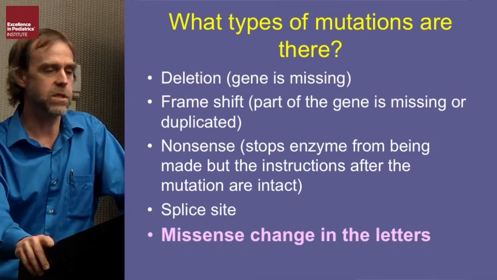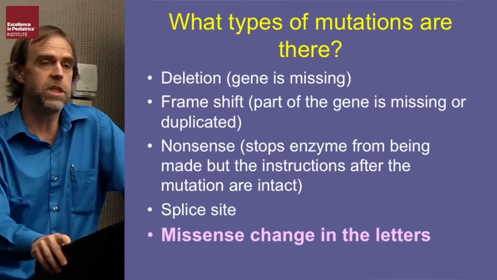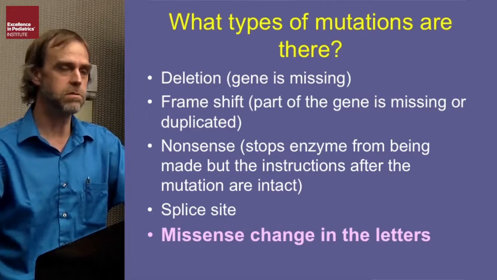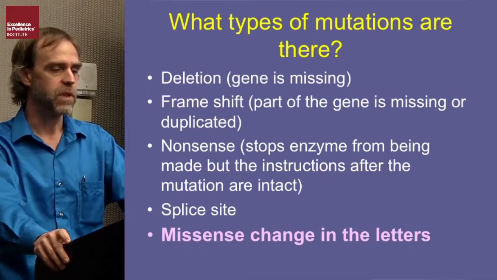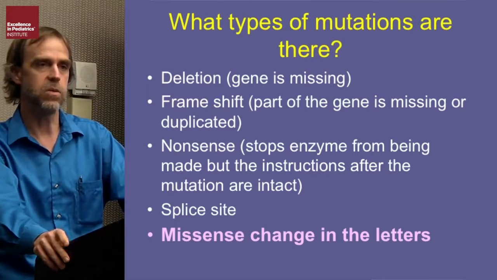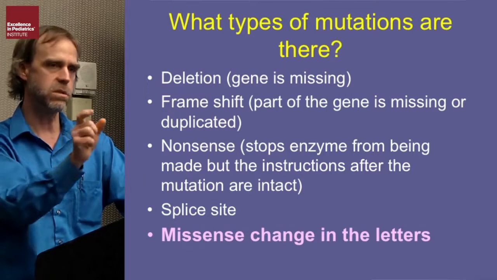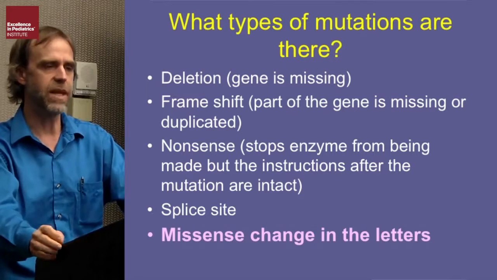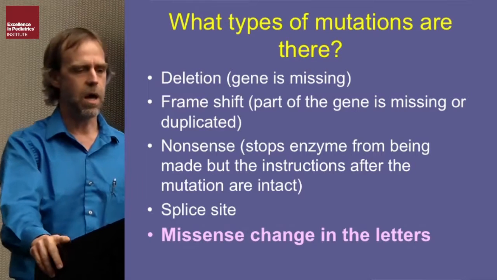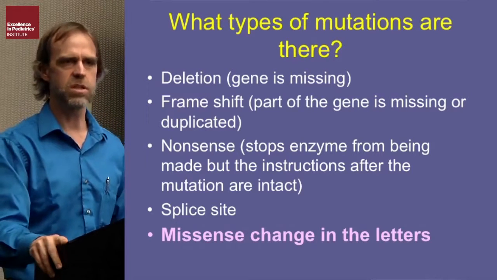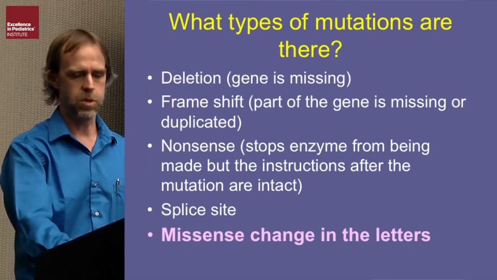So what types of mutations are there? You can have a deletion of the gene. So the whole gene that causes it, the AGAL gene, is missing. You can have a frame shift mutation in which part of the gene is missing and the disruption to the DNA changes the clustering of the letters so that it is out of reading frame, and I'll give you some examples of this in a minute. And nonsense mutations, which are just a stop sign in the gene, splice site mutations, and missense mutations.